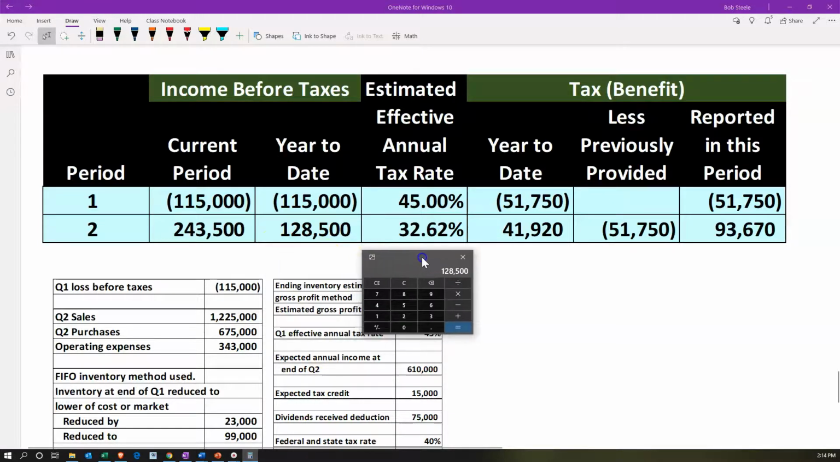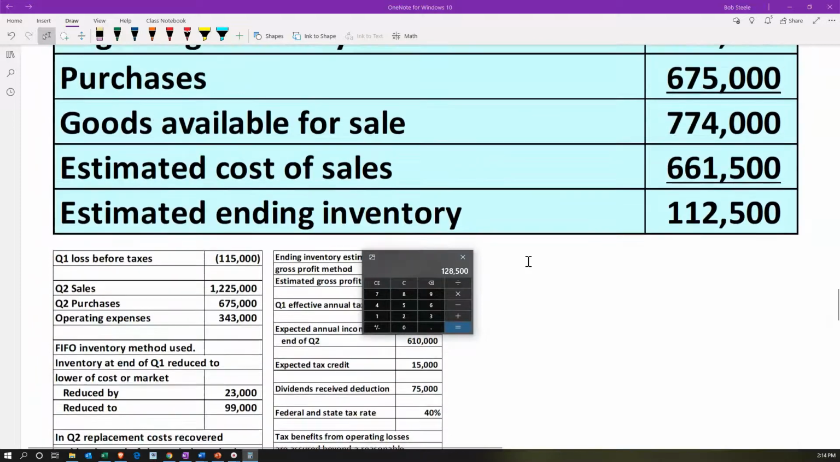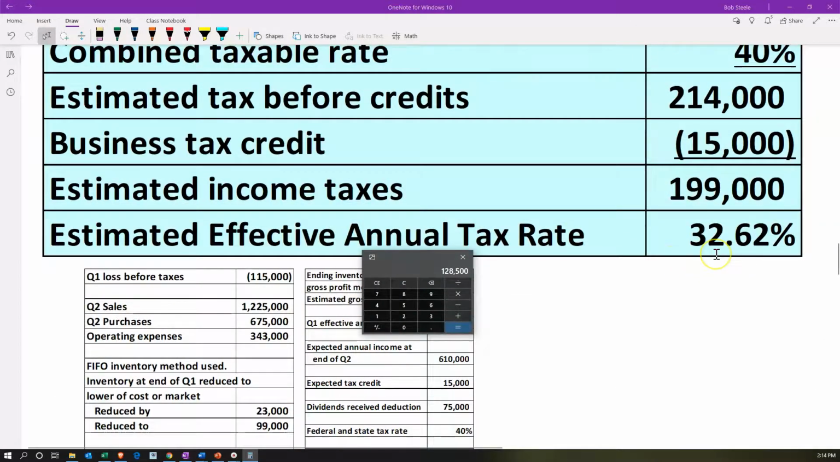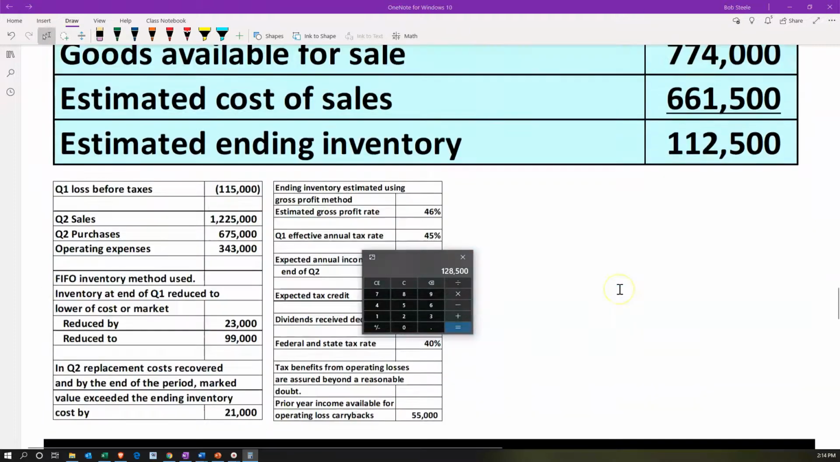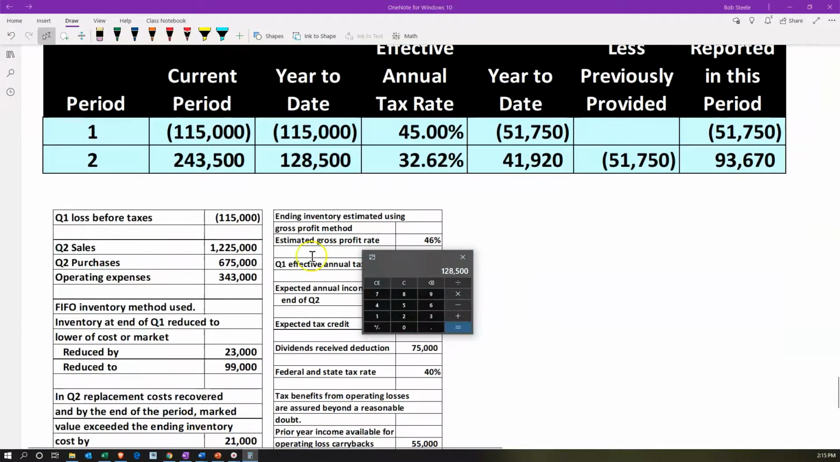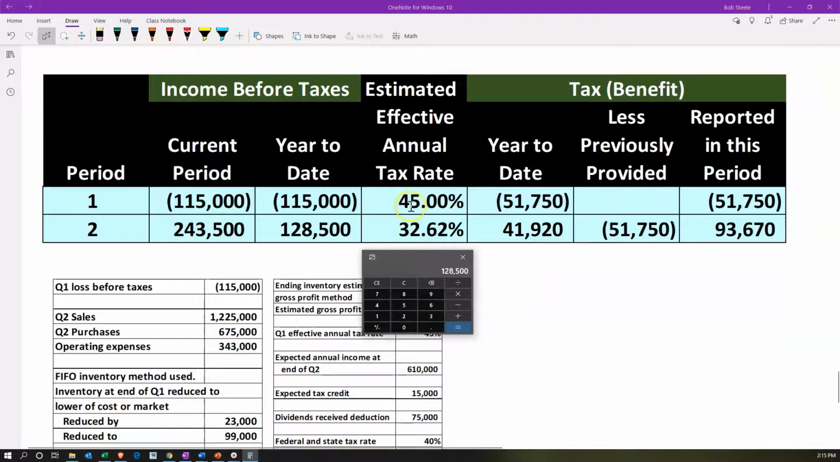Then we're going to apply our estimated effective annual tax rate, which is the 32.62%, which we calculated up top. Once again, that is the estimated effective annual tax rate that we can now apply to where we are year to date. This is our best estimate year to date, so that's why we want to apply it to everything up until this point. We don't want to apply the 45% because that was our best estimate as of the first quarter. We want to apply this 32.62% to the entire income year to date at this point in time.